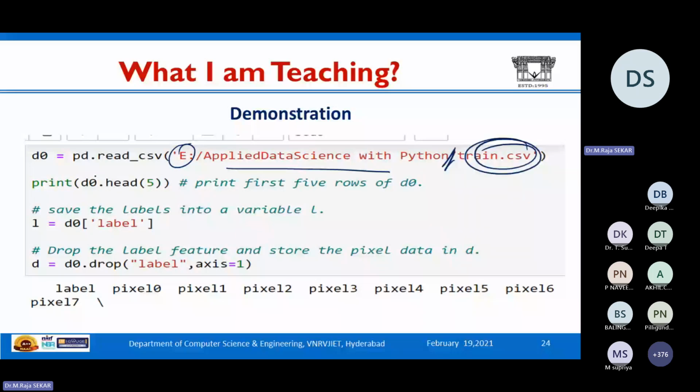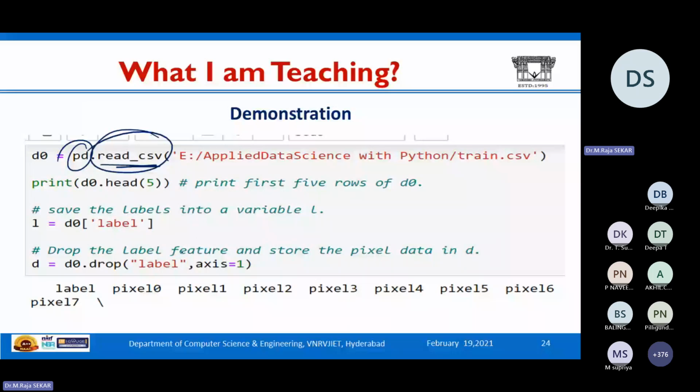Now, what am I doing here? Of course, we know pandas. Import pandas as pd. pd.read_csv is a command, function or method, whatever it may be, useful for reading a CSV data set. The underscore CSV means I'm reading a CSV file. I'm reading this particular CSV data set.